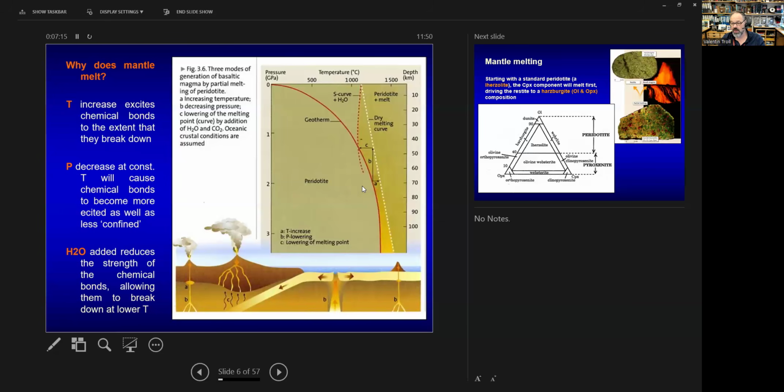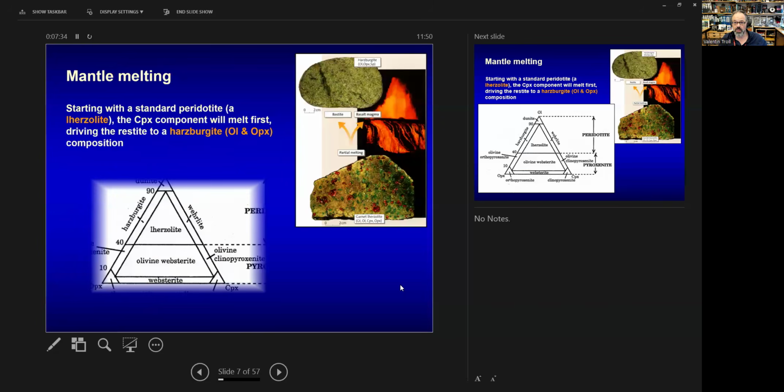And then here on the right hand, there's another option, and that's supposed to be also a plume type hotspot system, but in the ocean, and that would be Hawaii or the Canary Islands, for example. So you can change the temperature, you can change the pressure, and you can change the chemistry. These are the three options to create melting in the mantle.